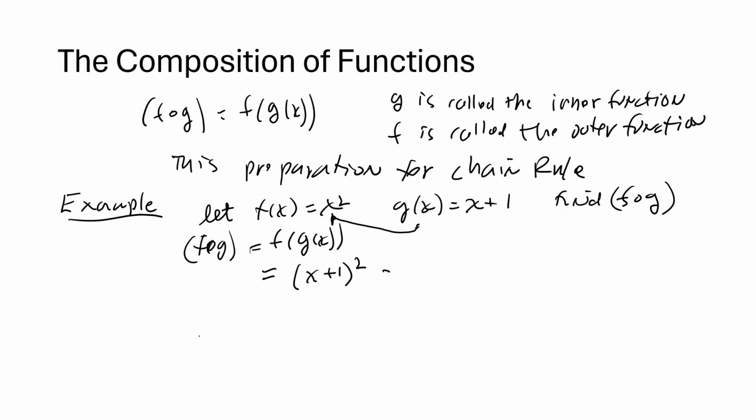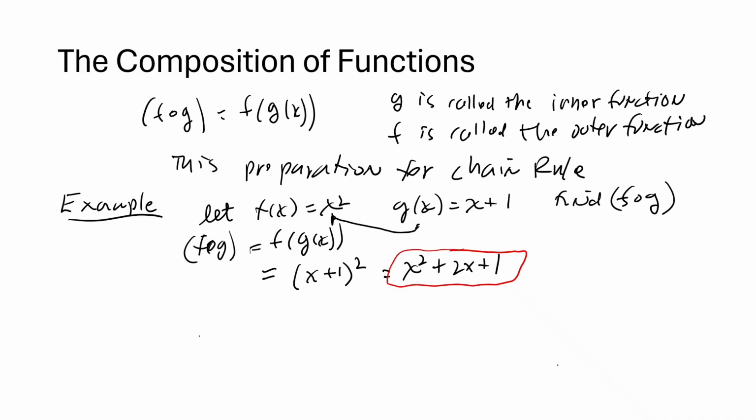Now if we FOIL that out, we get first, outer, inner, last. There's a video on that. So x squared plus 2x plus 1. That's just expanding it out. So there's our answer.